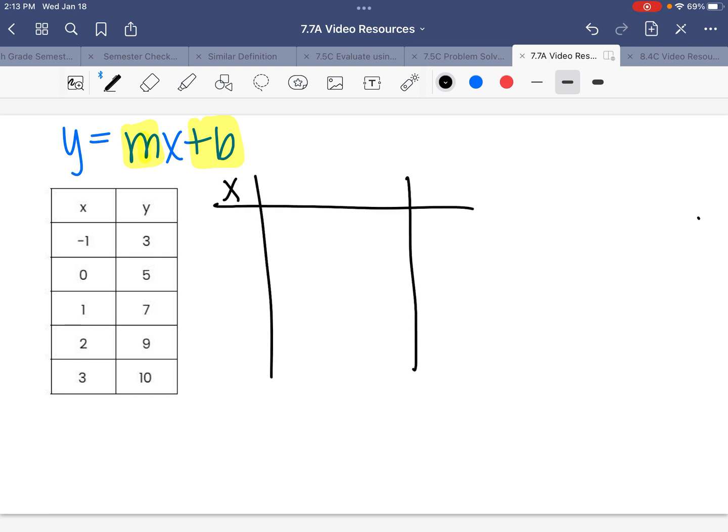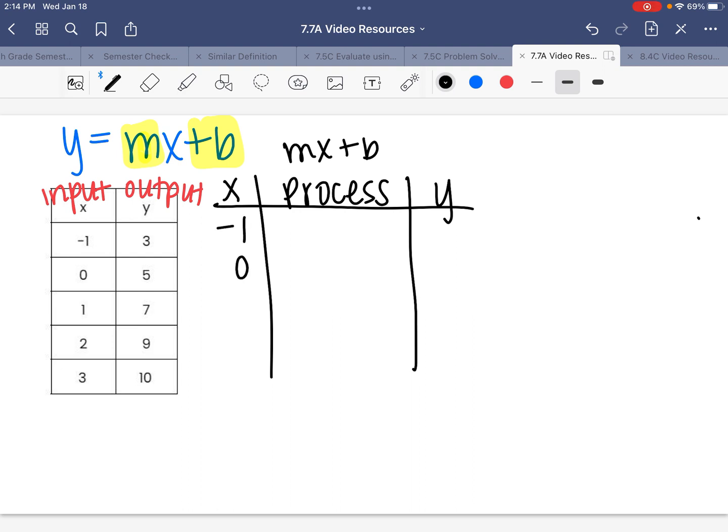It has your first column, which is x, for your input. And then it has your process column. And then it has y, which is our output. Now our process is that mx plus b. It's what are we multiplying the input by, and then what are we adding. So I'm going to complete and fill in the coordinates in my table. And actually right here, this 10 is a typo. It is supposed to be an 11. So go ahead and change that.